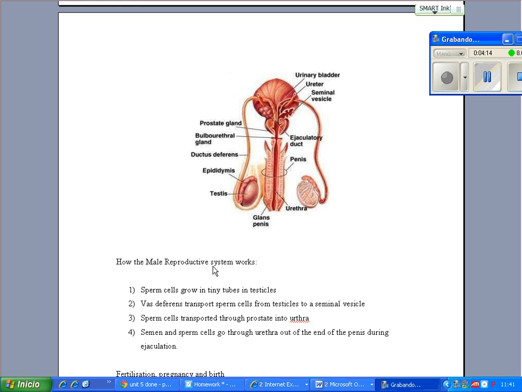How the male reproductive system works. Sperm cells grow in tiny tubes in the testicles. Testicles, not testes, testicles. The vas deferens transport sperm cells from the testicles to the seminal vesicles. Sperm cells are transported through the prostate into the urethra. And semen and sperm cells go through the urethra, out the end of the penis during ejaculation.